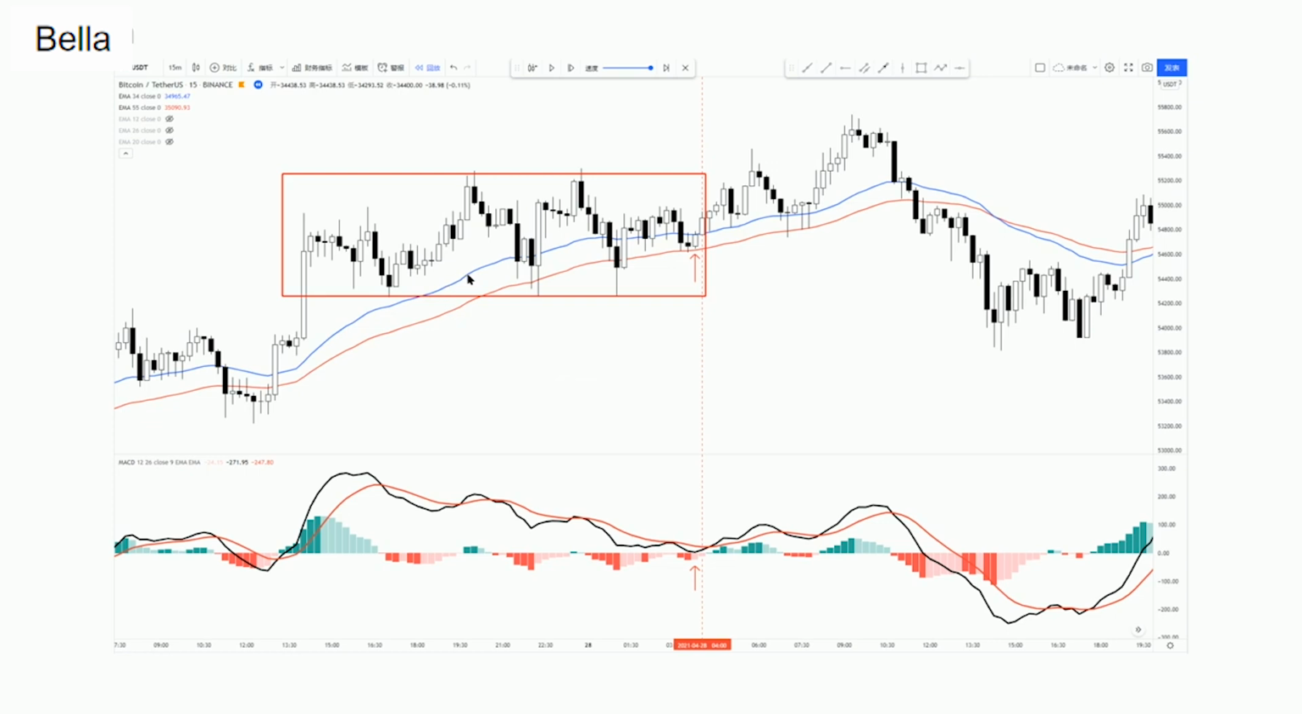When the MACD line returns to the zero axis, the corresponding K line always returns to EMA between 30 and 60. This is a rule summarized in practical operation. As for the logic behind it, I haven't studied it much.